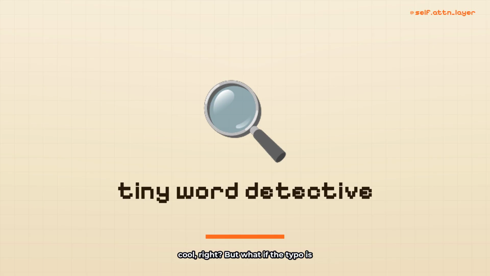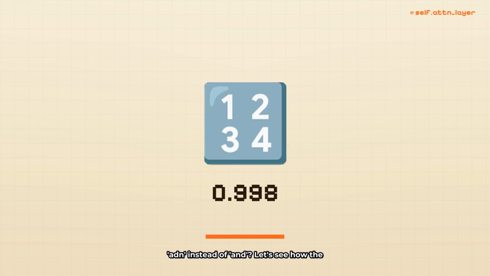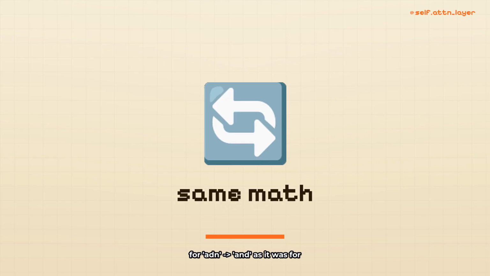Pretty cool, right? But what if the typo is "adn" instead of "and"? Let's see how the math works for that. The code for "and" might be 0.3, 0.2. The code for "adn" could be 0.29 and 0.19. Calculate the cosine similarity. 0.29 x 0.3 plus 0.19 x 0.2, divided by the lengths, gives about 0.998. See, the math is the same for "adn" and "and" as it was for "te" and "the."